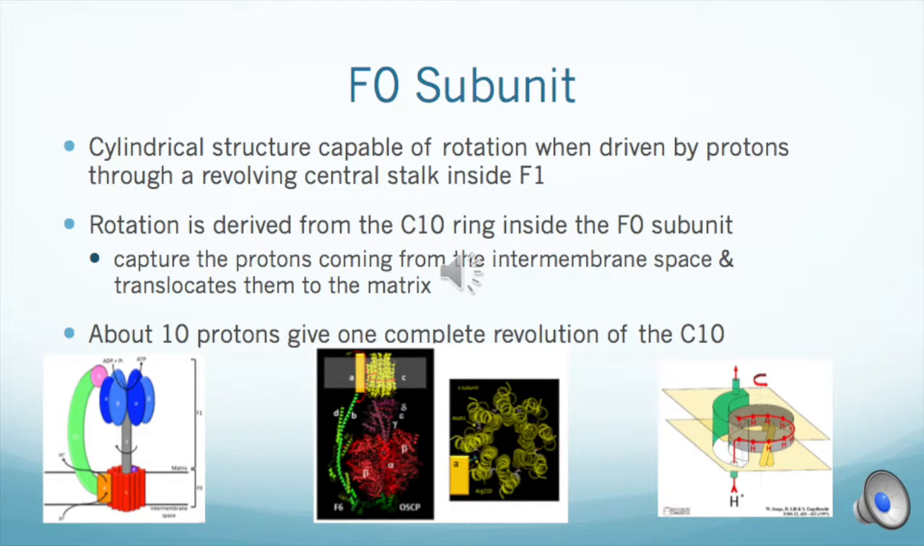The F0 subunit is a cylindrical structure capable of rotation when driven by protons through a revolving central stalk inside the F1. Rotation is derived from the C10 ring inside the F0 subunit, which captures the protons coming from the inner membrane space and translocates them to the matrix. About 10 protons give one complete revolution of the C10 ring.